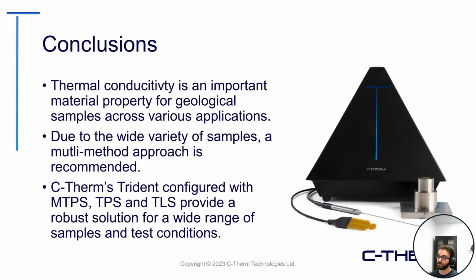But even within the three methods that we offer, some samples are better suited for testing on one method than others. It's really having that toolbox approach that gives you the best chance of getting the most accurate and representative test data. So C-Therm's Trident is configured with these three methods that we've talked about today: MTPS, TPS, and TLS, which provide a fairly robust solution for a wide range of samples and test conditions.